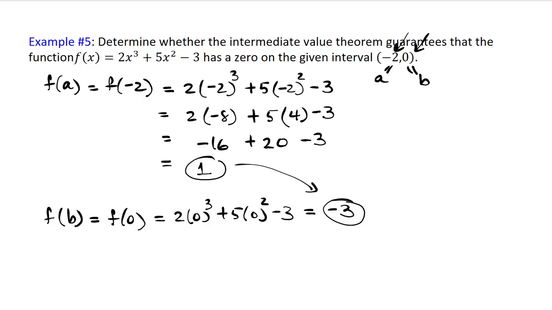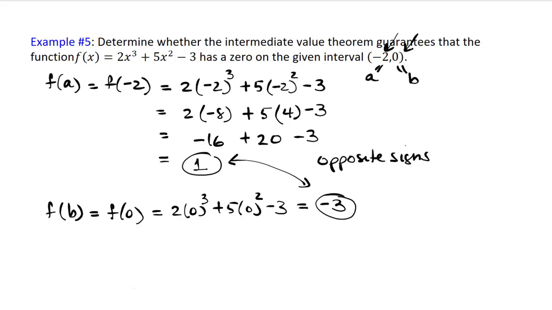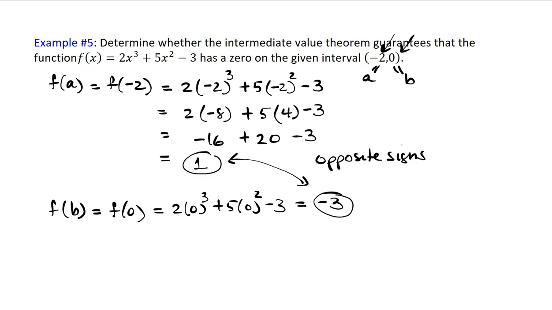So again, notice that these two outputs have opposite signs. And so if they have opposite signs, it's a polynomial function. It takes on basically all the numbers in between the interval -2 to 0.